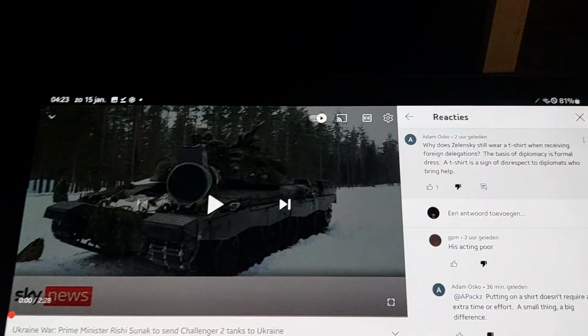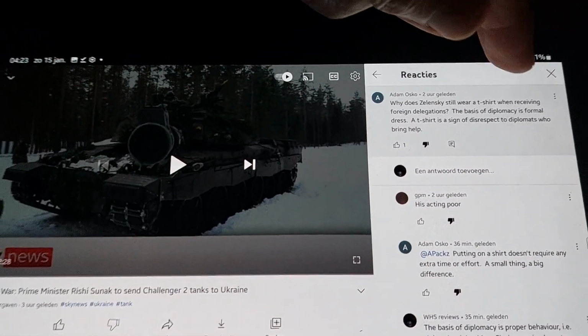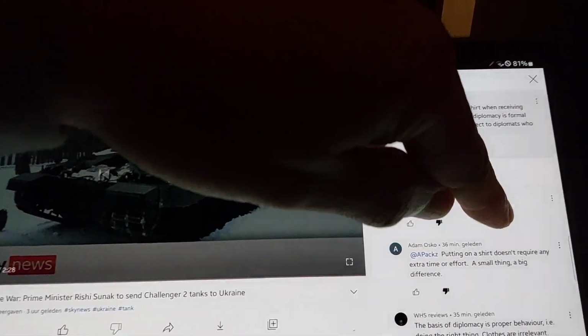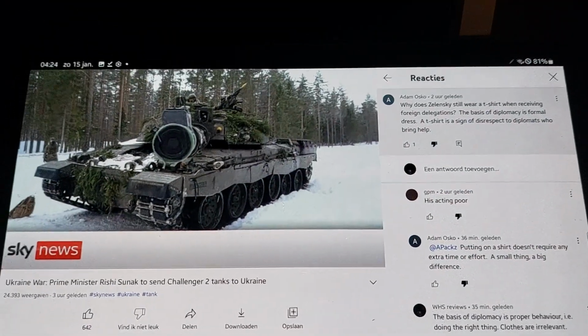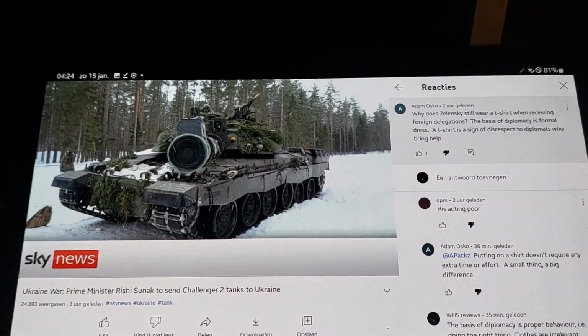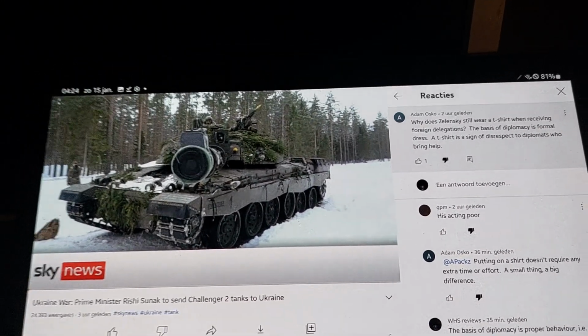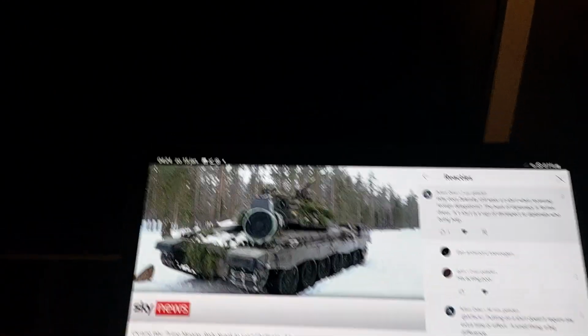So here I want to go about this one. It says, why does Zelensky still wear t-shirts when receiving foreign delegations? The basis of diplomacy is formal dress. A t-shirt is a sign of disrespect to the diplomats who bring help. No, the basis of diplomacy is of course not formal dress. The basis of diplomacy is proper behavior.